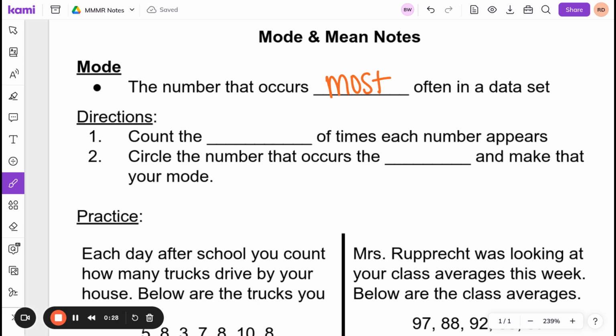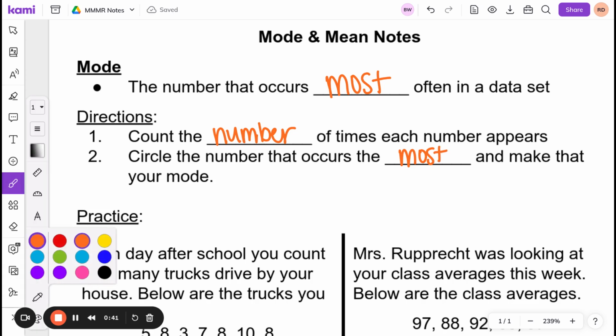So how are you going to find the mode? You're going to count the number of times each number appears. You're going to circle the number that occurs the most, and that's your mode. So that's all we have to do here.